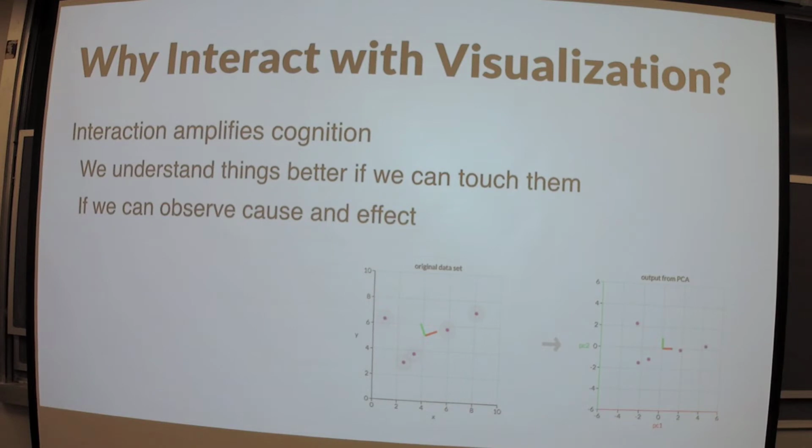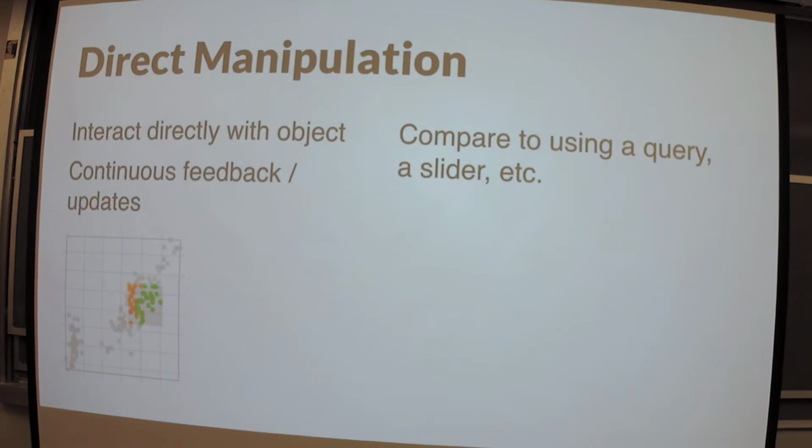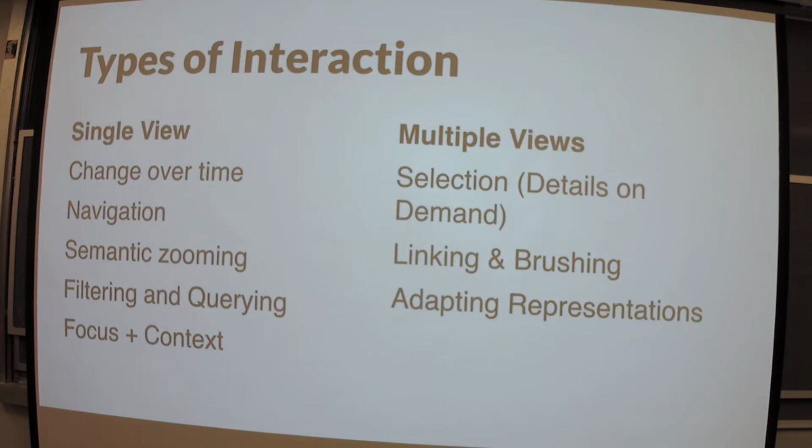Like the example we used here is this plot of the principal components of the input data set and the output principal component analysis. Then we talked about direct manipulation. Direct manipulation is when you interact directly with an object and you get continuous feedback and updates. For example, you select the points directly in the scatter plot, versus if you had a slider on the side, or two sliders on the side for the x and the y dimension, that would be indirect manipulation. The alternative would be using a textual query or a slider.